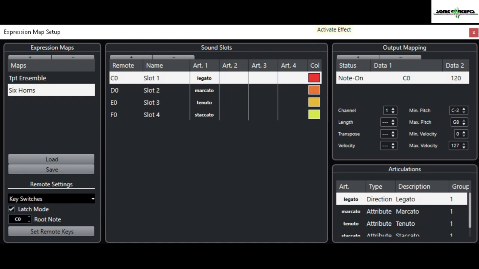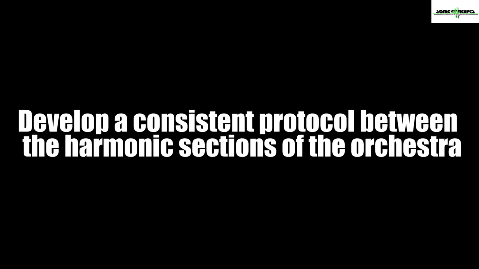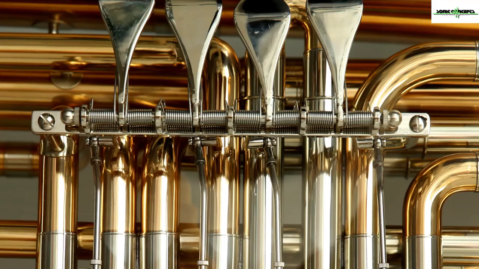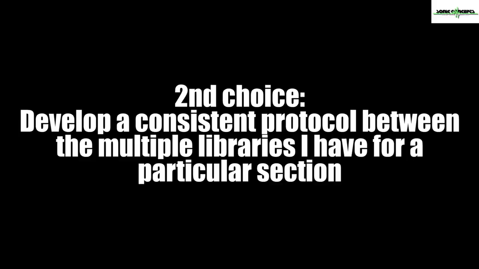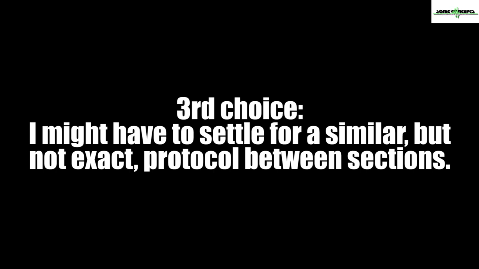I'll be primarily trying to develop a consistent protocol between the harmonic sections of the orchestra, namely the woodwinds, brass, and strings. If this isn't entirely possible because of what's available in my libraries, at the very least I'll want to have a consistent protocol between the multiple libraries I have for a particular section. I might also have to settle for a similar protocol, but not exact, between sections.